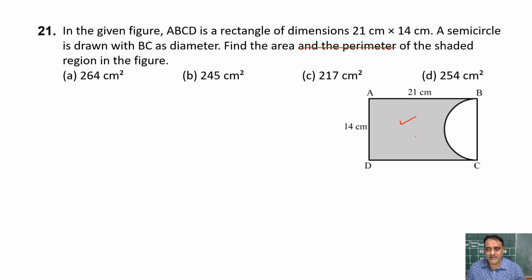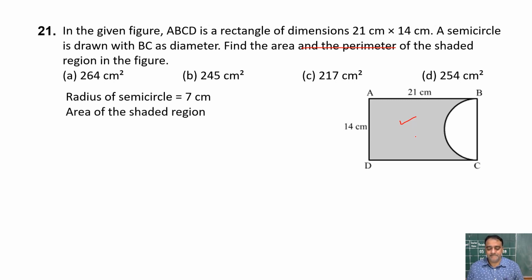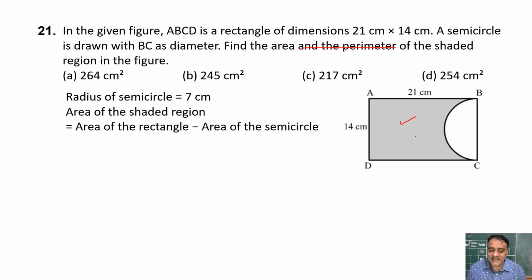Area of rectangle minus area of semicircle. Semicircle का radius नहीं पता हम लोग को, but diameter is BC, that is 14 centimeter. So what will be the radius of semicircle? 7 centimeters. Very good, 7 centimeter. So now area of shaded region is equal to area of rectangle minus area of semicircle. Area of rectangle is length into breadth, that is 21 into 14, and area of semicircle is half pi r square, and r is 7.